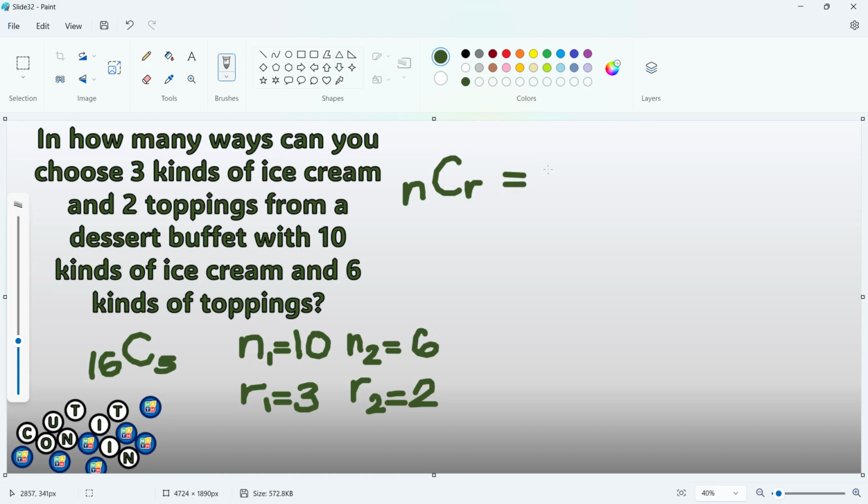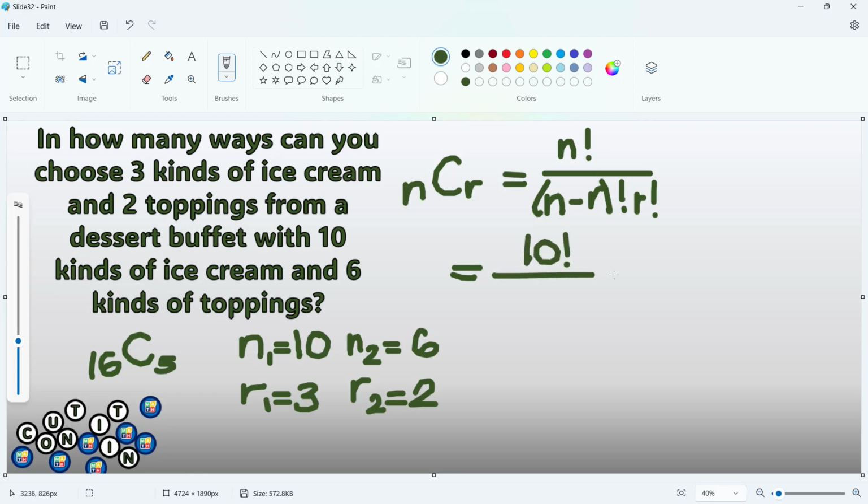Take note that the formula for the combination is expressed in this manner. You have n factorial divided by n minus r factorial times r factorial. This is good for both situations. In short, for the ice cream, you have 10 factorial over 10 minus 3 factorial, because you're taking 3 kinds of ice cream from 10, and you have your r, which is 3 factorial as well. This will be multiplied because this is what will happen here.